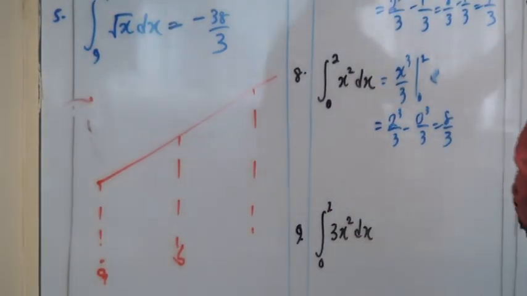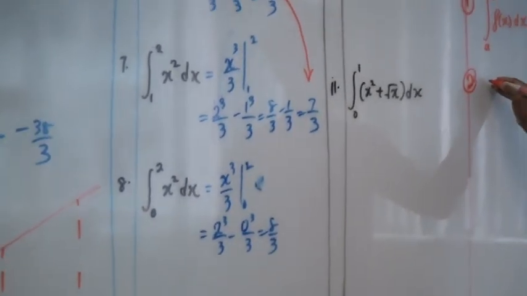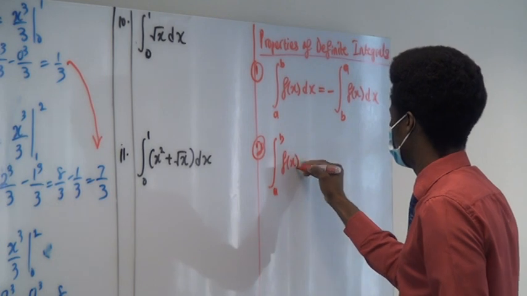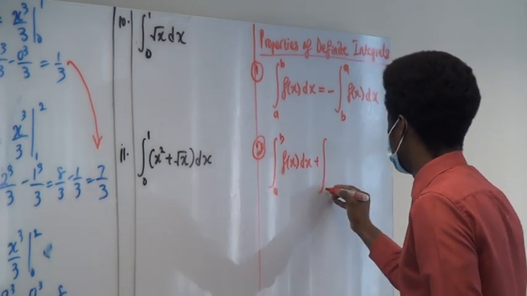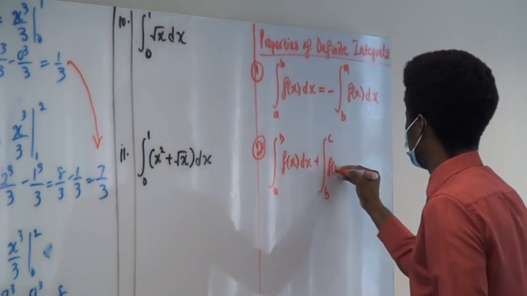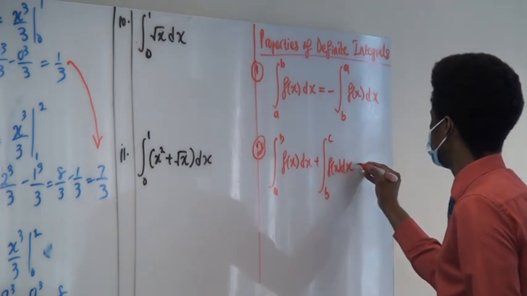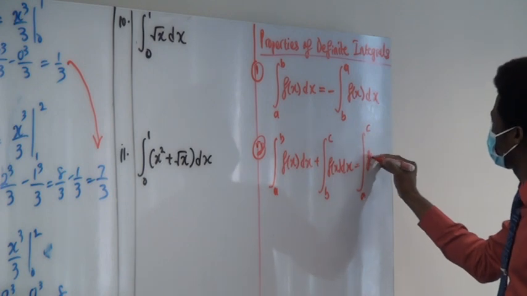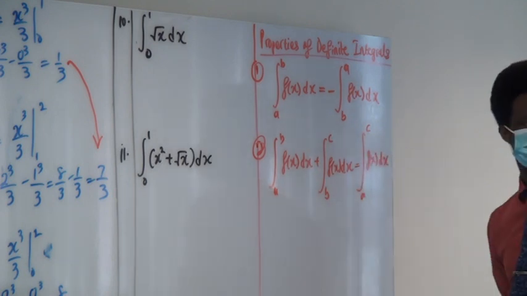So the second property that you have seen here is that the integral of A to B of f of x dx plus the integral of B to C of f of x dx will give you what? The integral of what? A to C of f of x dx.